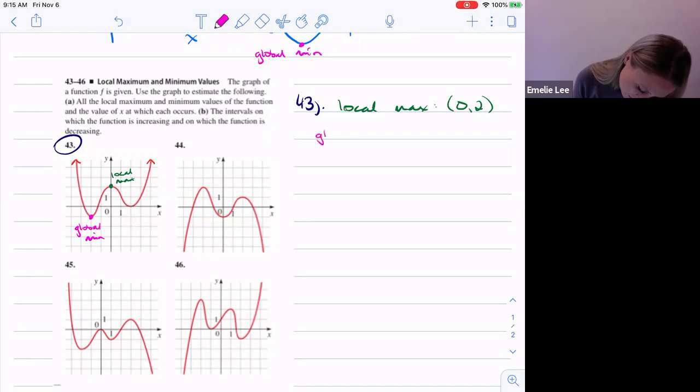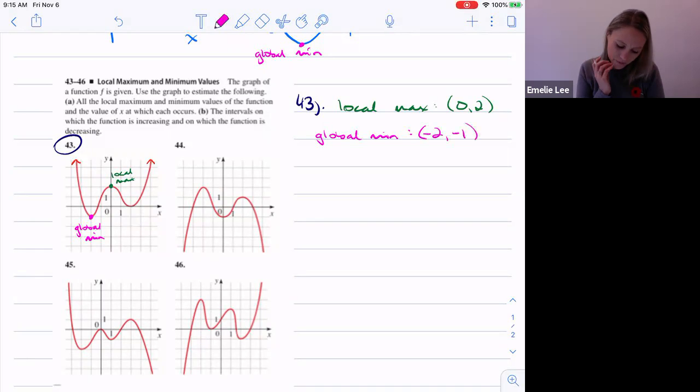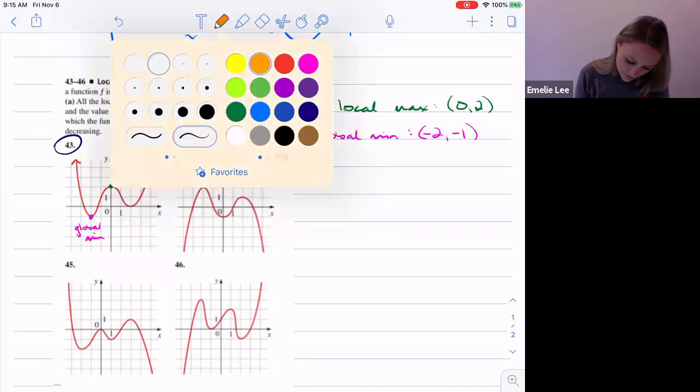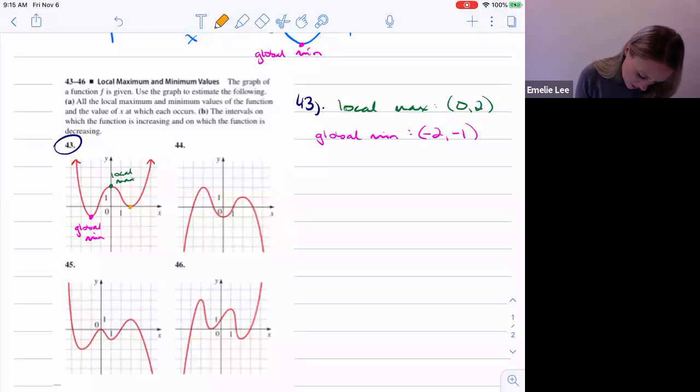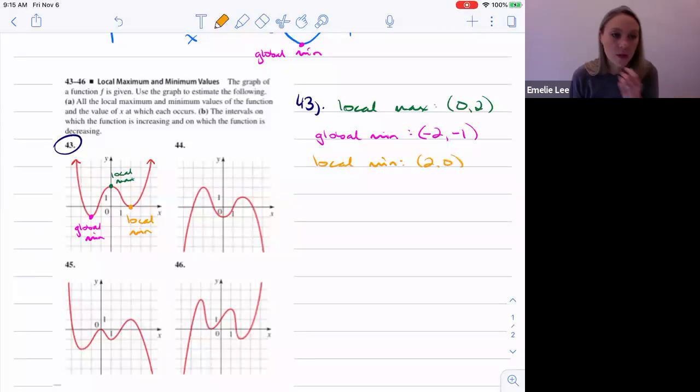And so the global min is at (-1, 2)... and -1. And we've got this local minimum. The local minimum is at (2, 0). Okay.